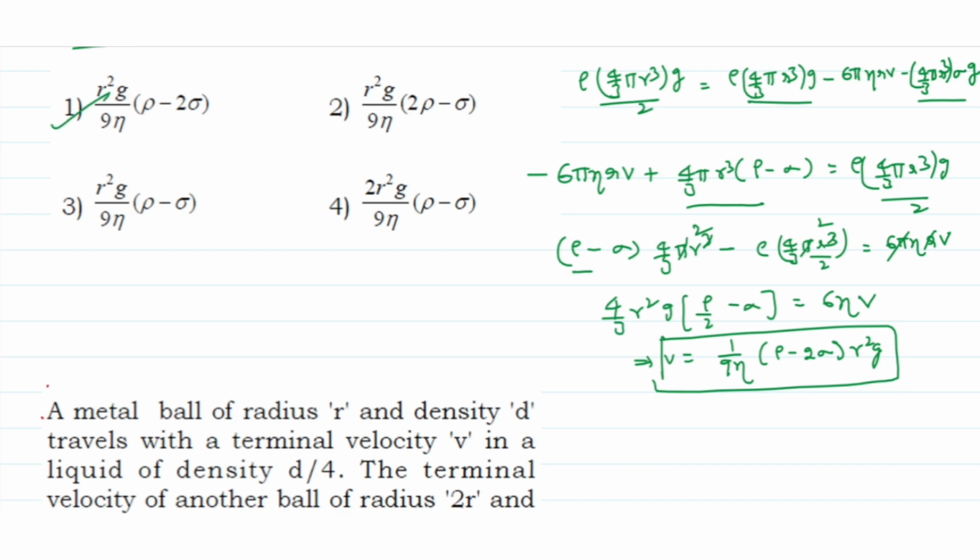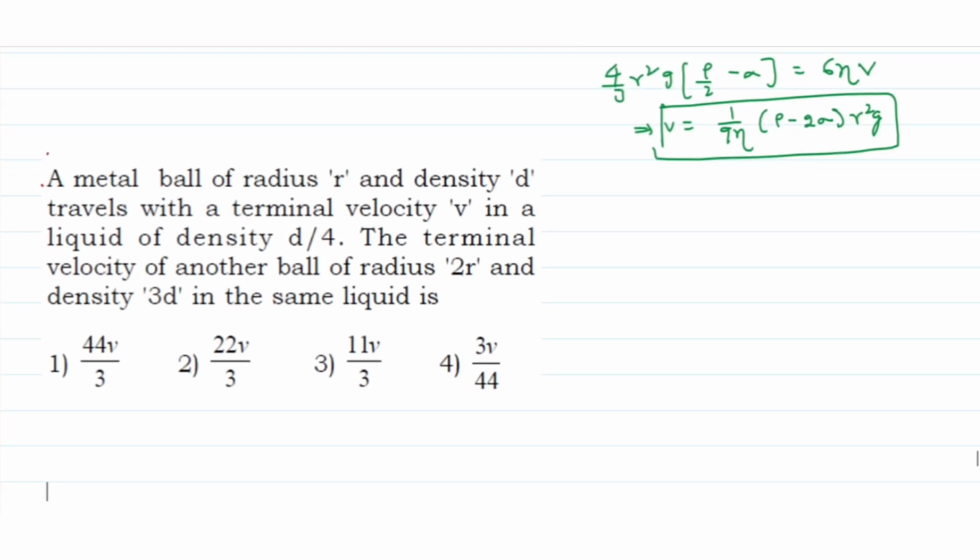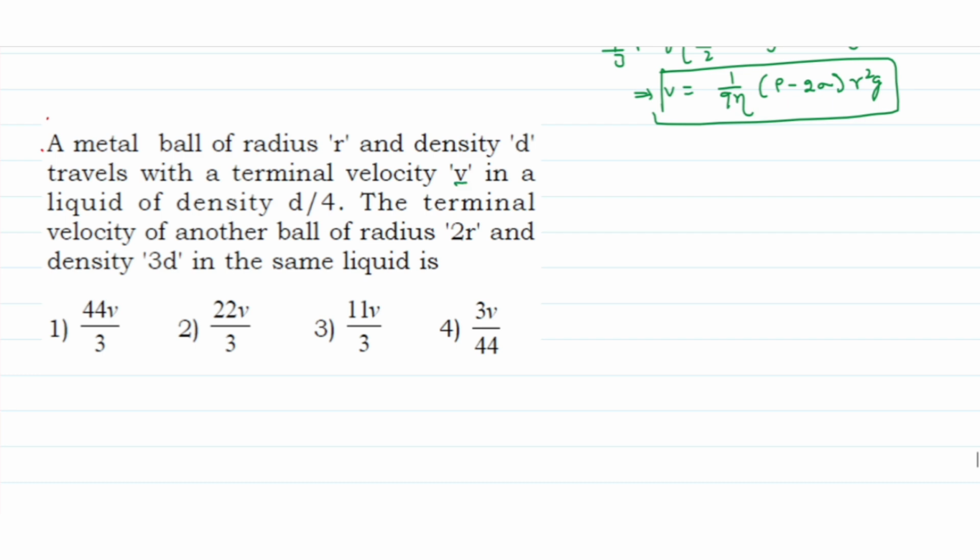So this will be the correct answer. Now the next question we just look at: a metal ball of radius r and density d travels with a terminal velocity v in a liquid of density d by 4. The terminal velocity of another ball of radius 2r and density 3d in the same liquid, they are asking.